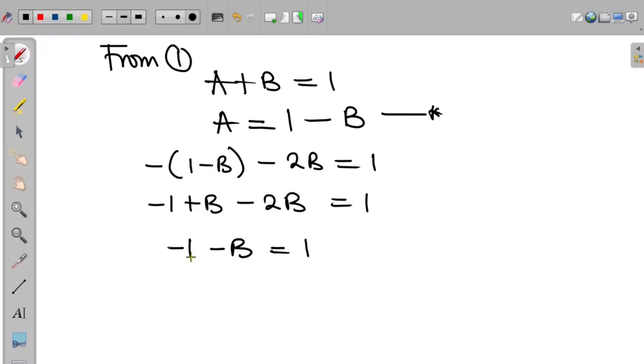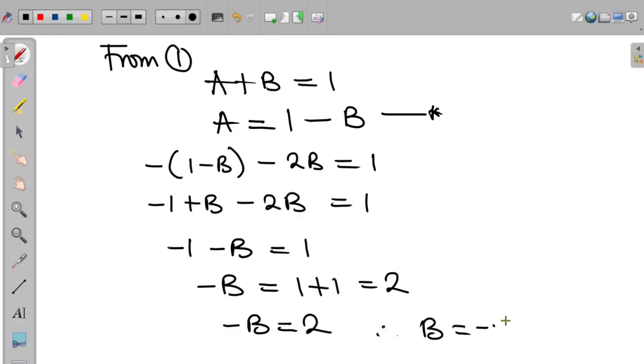If we move negative 1 to the right hand side, we have minus B equal to 1 plus 1, which is equal to 2. So therefore, minus B is equal to 2. Thus, B is equal to negative 2. So at this point, we have obtained the value of B.